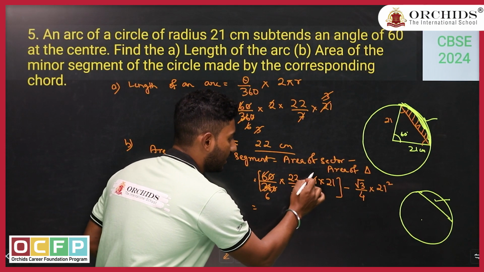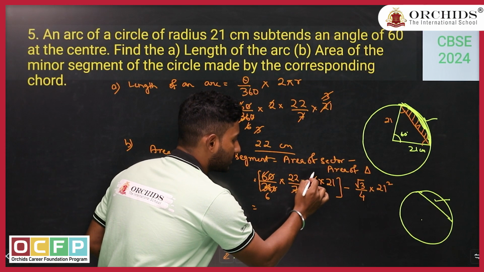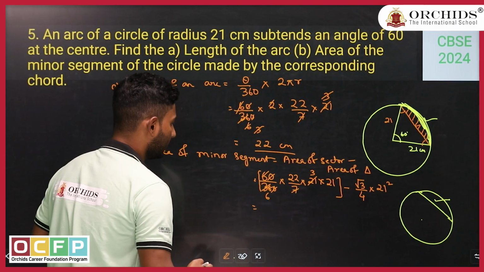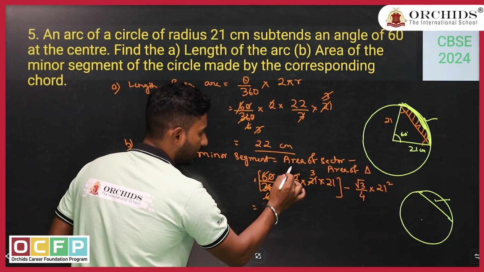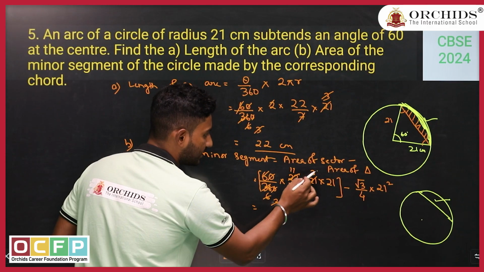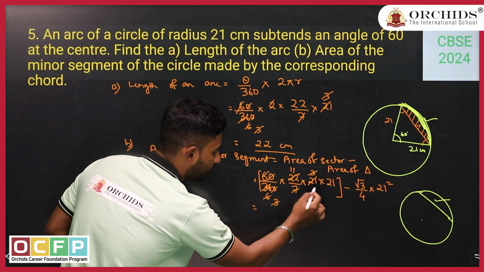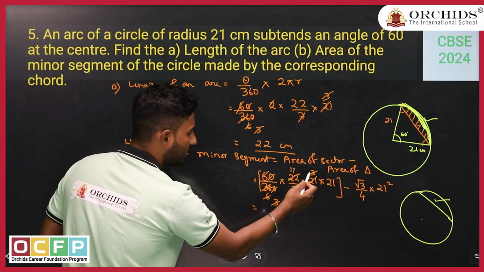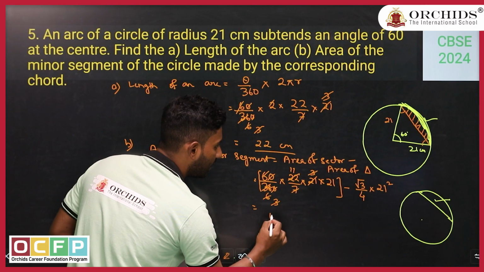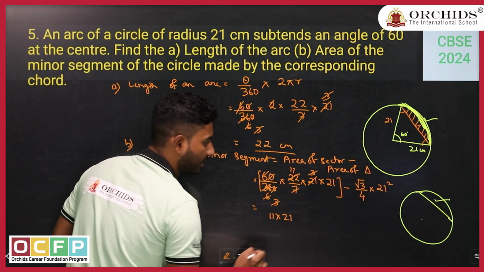7, okay, so that's 3. So what is left with us? 2, here it becomes 11, here it's 3, gone. So what is left in the denominator? Nothing. What is in the numerator? We have 11 and we have 21.